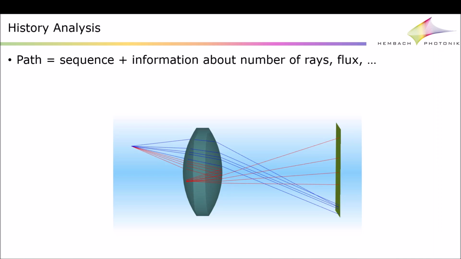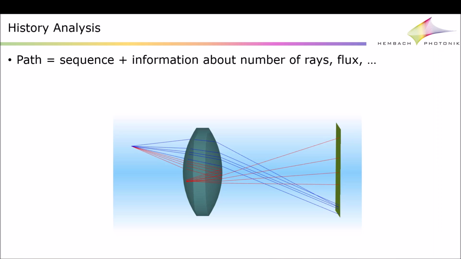Finally, the concept of a path is very similar to the concept of a sequence. In fact, a path is just an interaction sequence together with some information about the number of rays that follow this sequence as well as the total flux of these rays.